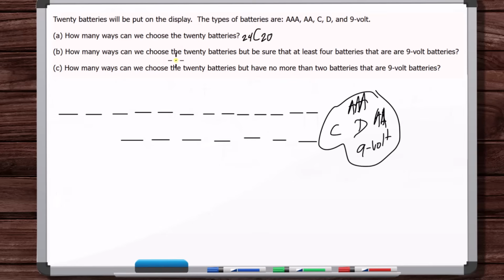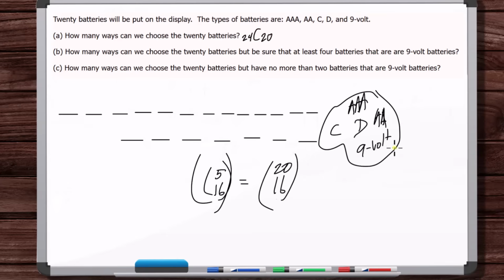How many ways can we choose the 20 batteries, but be sure that at least 4 batteries are 9 volt batteries? Okay, so at least 4 are 9 volt. So you've got 4 slots taken up by the 9 volts, so you're left with 16 slots to choose from the 5 batteries. You could choose all the rest to be 9 volt if you want, it doesn't matter. So 16 plus 5 is 21, minus 1 is 20, so 20 choose 16.